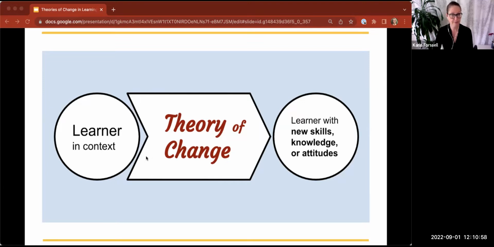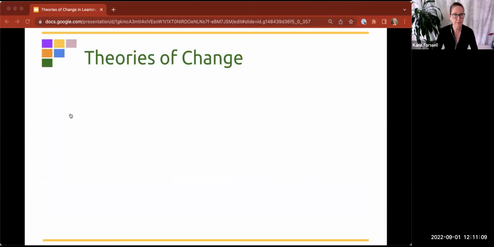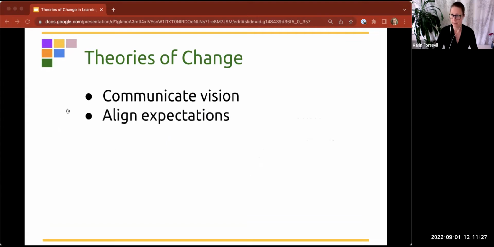So why do we care about theories of change, about actually explaining them, defining them, and using them in our work? There are a lot of different things that they contribute. First of all, theories of change explain how designers expect to shift learners' knowledge, skills, and abilities. So communication is at the core of this. As a form of communication, they align the expectations of the team. Again, very important that you're all working towards the same thing.